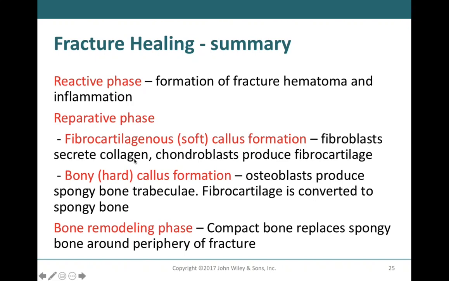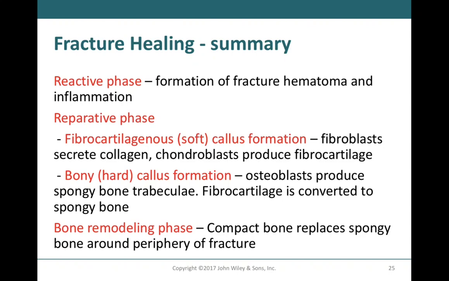The bony callus, or the hard callus, is going to be the next phase, where osteoblasts are the major player. Osteoblasts are taking that fibrocartilage and turning it into spongy bone trabeculae. So they use fibrocartilage as a model. The last phase is the bone remodeling phase, where that spongy bone is going to be turned into a layer of compact bone. Now this only occurs around the periphery of our bone, on the sides of our bones where compact bone is supposed to be found. We won't have compact bone found all throughout the bone. Instead, we'll have that spongy bone remain in those other areas.